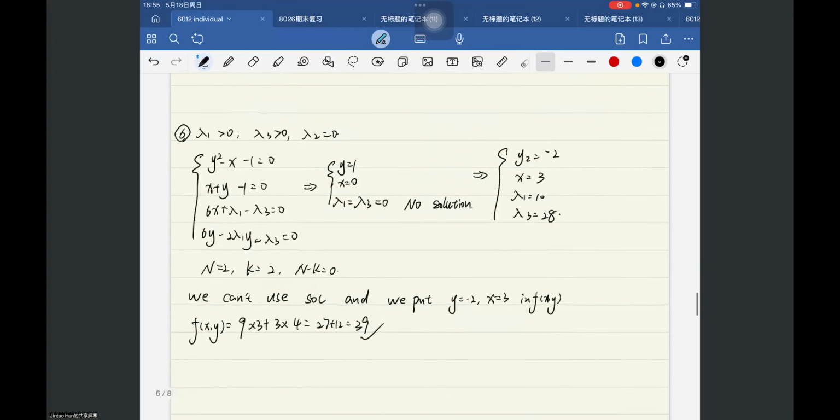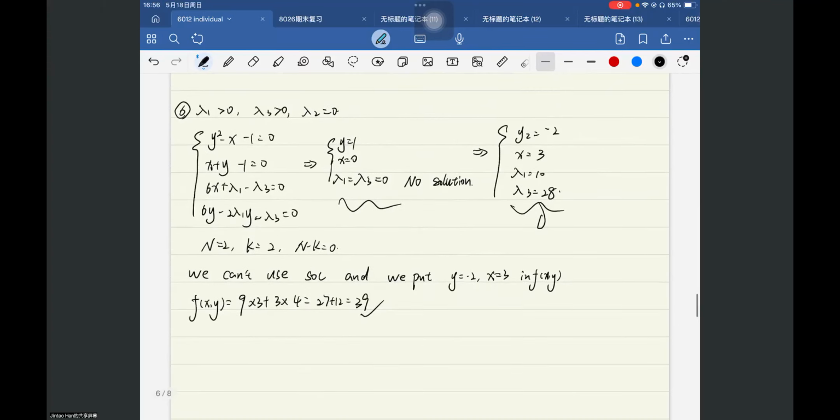Okay, we get to the sixth situation. Lambda 1 larger than 0 and lambda 3 larger than 0, lambda 2 equal to 0. In this situation, we also got two cases. We can see in the first one, lambda 1 equal to lambda 3 equal to 0 is not satisfied, so it is no solution. We move to the other one. In that situation, in the same way as above, we put x equal to 3, y equal to -2 into f(x,y). So we solve f(x,y) is 39.